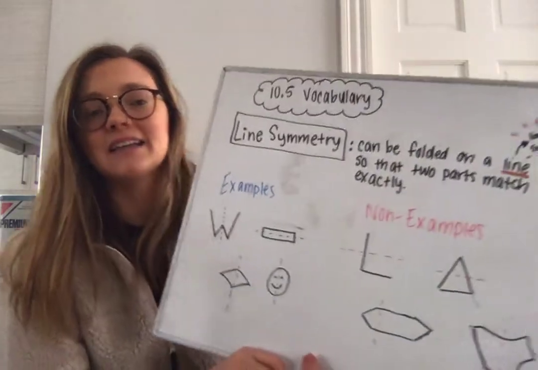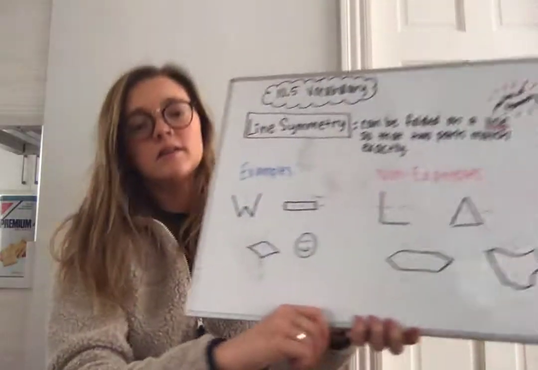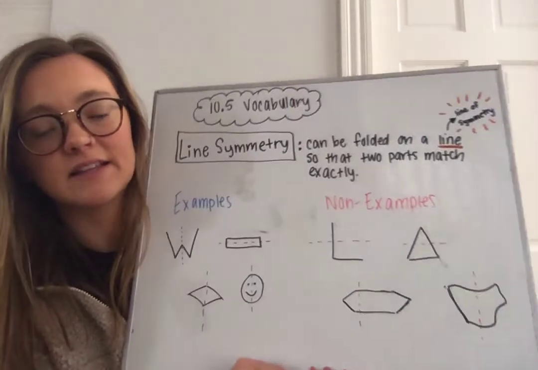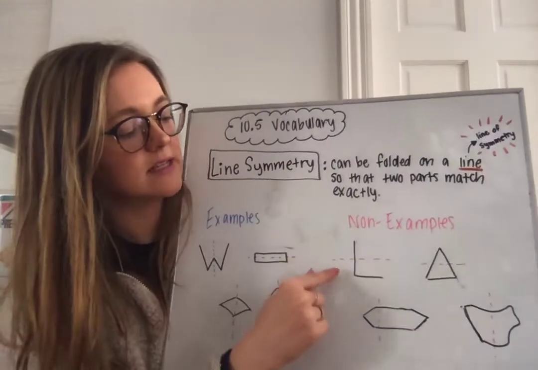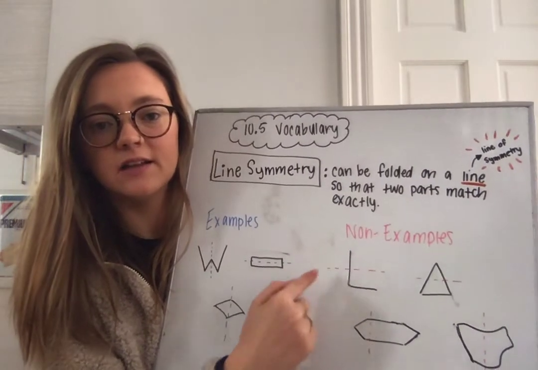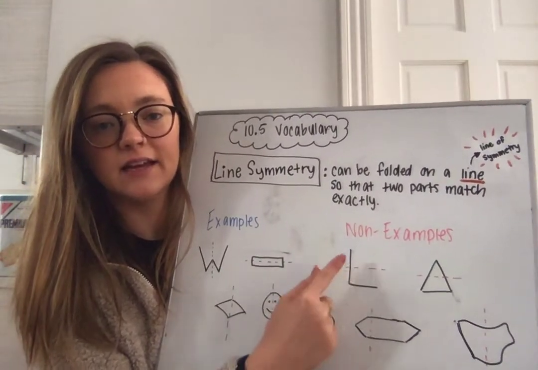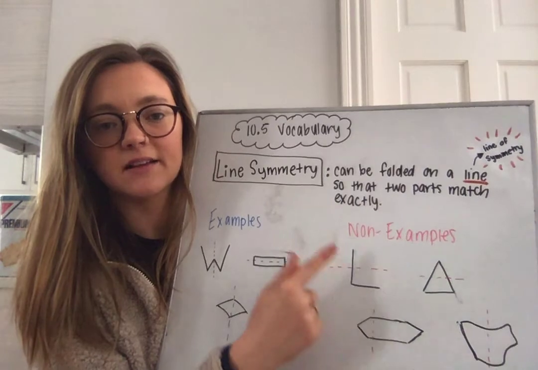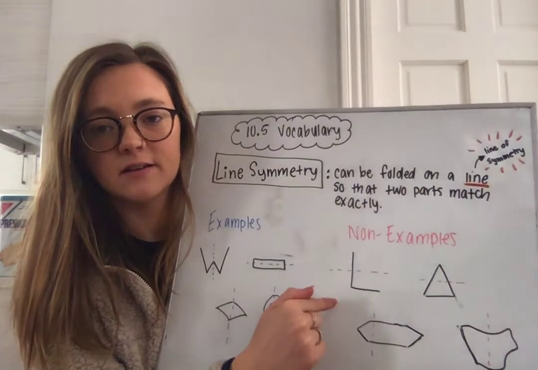Some non-examples. So these are shapes that do not have line symmetry. Is this L right here. If I were to fold this L on this dotted line, would it look exactly the same on both sides? No.